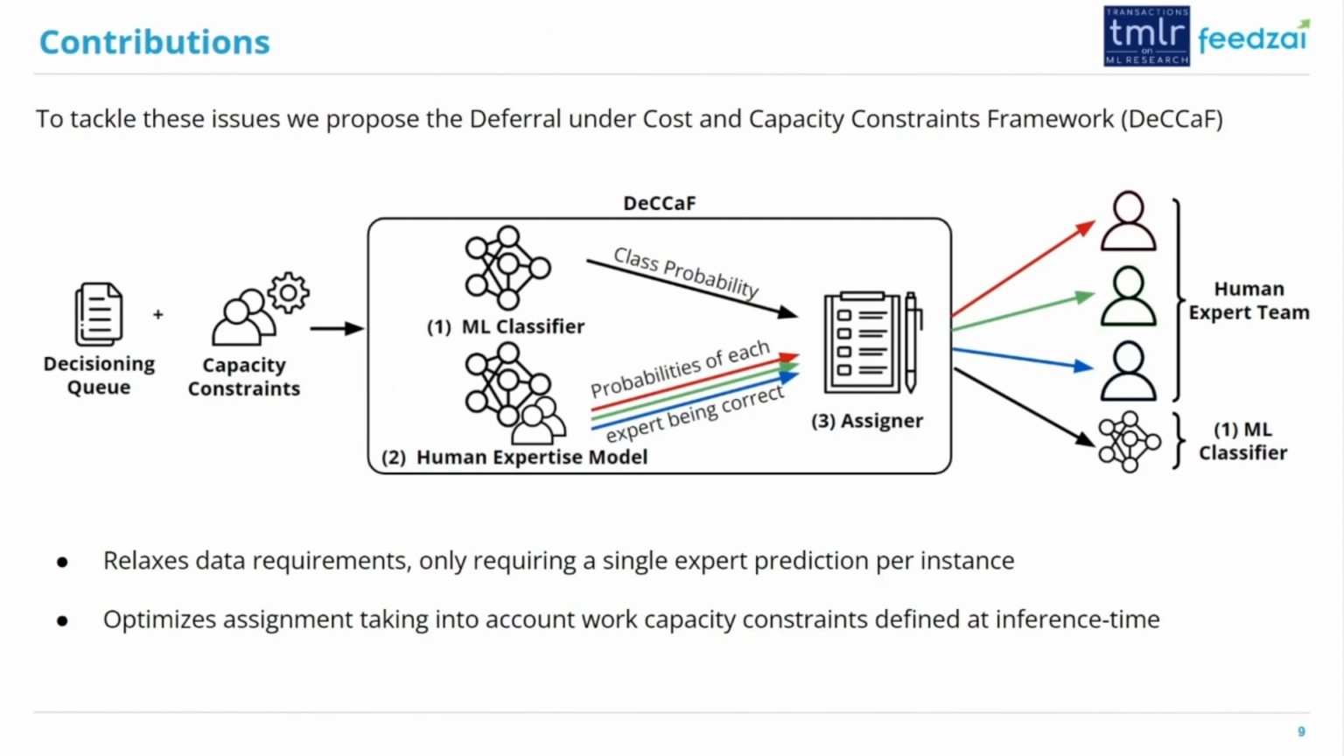To tackle these issues, we propose the deferral under cost and capacity constraints framework. This system takes a set of instances, which we will be calling the decisioning queue, and the capacity constraints defined at inference time, which limit the amount of instances that can be deferred to each single human. Then, by using a machine learning classifier which models the probability that an instance belongs to a given class, and a human expertise model which estimates the probabilities of each expert being correct, we use an assigner to maximize the global probability of correctness, thus obtaining the optimal set of assignments.